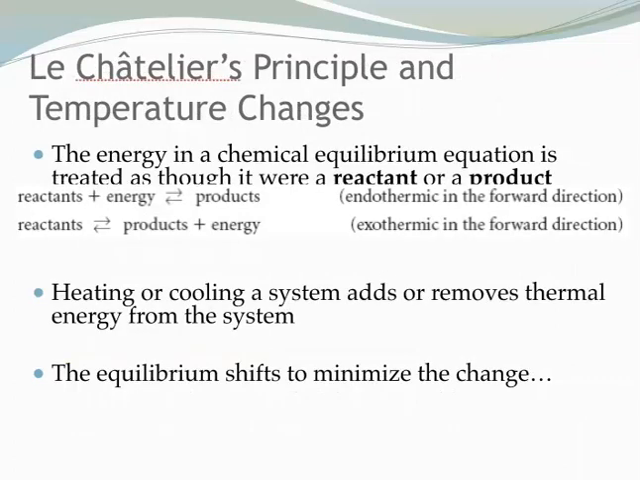Temperature changes can also affect equilibrium if a chemical equilibrium equation has energy as a term on the product or reactant side. Heating or cooling a system will add or remove thermal energy. The equilibrium will shift in a similar way as when products or reactants are added or removed.